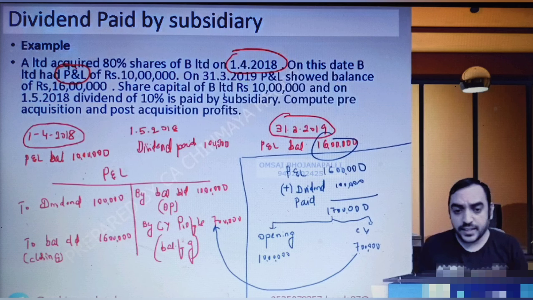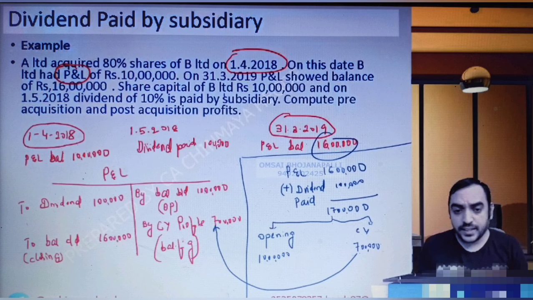The mathematical method is also fine, but for solving problems I will follow a different approach. Our closing balance of 16 lakh is after dividend payment. So the first thing you need to do is reverse the effect. So P and L, we had 16 lakhs plus dividend paid. Why plus? It was subtracted when the payment was made. Add back, reverse, nullify the dividend paid, 1 lakh. So the net amount of 17 lakh is the profit earned by the subsidiary.